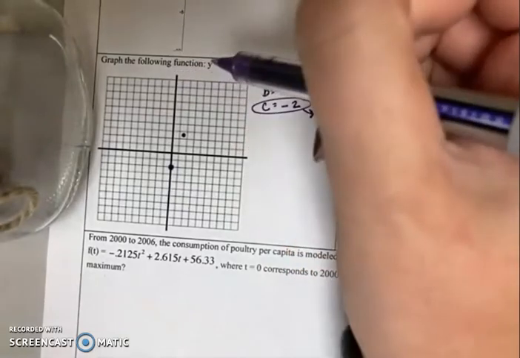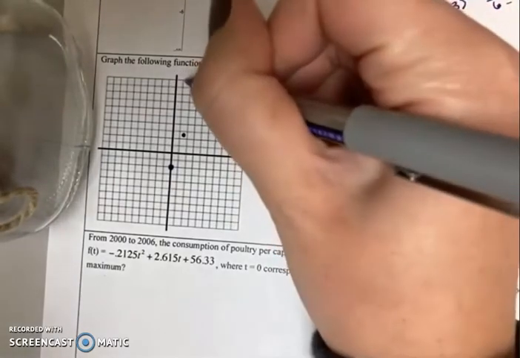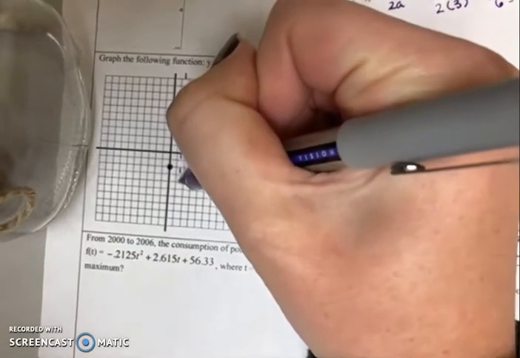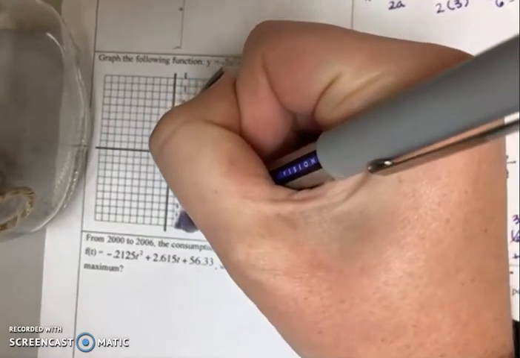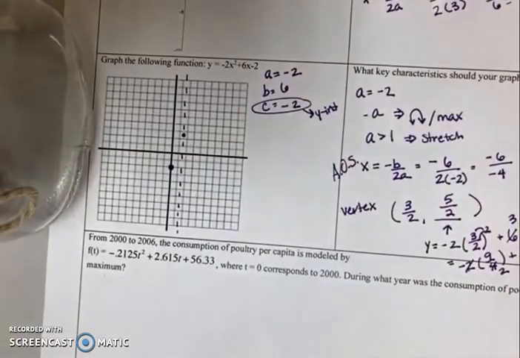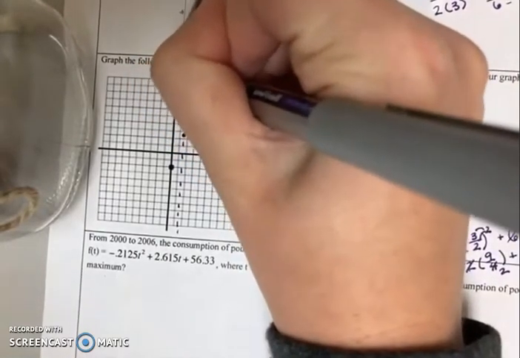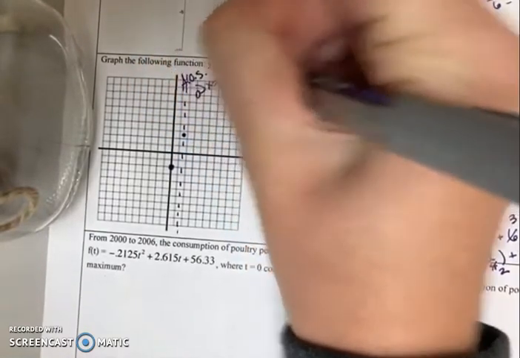That's not the only thing that I need to do. I'm also going to put my axis of symmetry. Once again, the axis of symmetry will always pass through our vertex. So this axis of symmetry is located at x equals 3 halves.